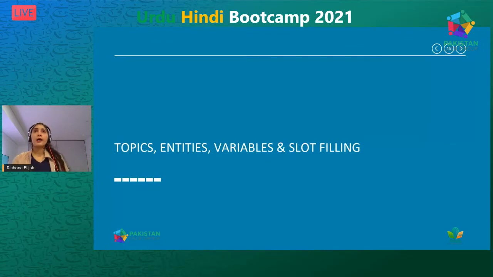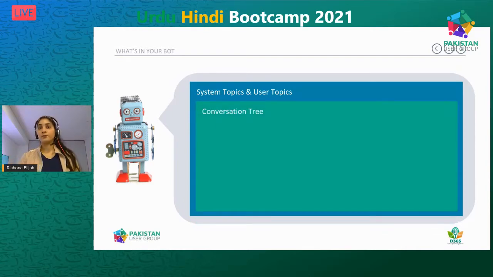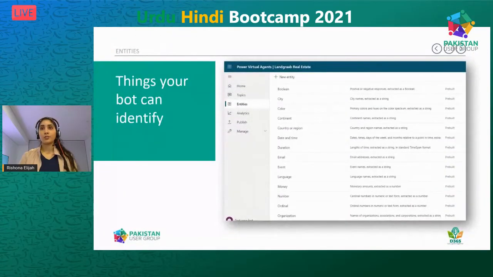So the next thing we'll talk about is more about what's in that conversation that you're setting up. So what's in your bot? We have the topics that are available. System topics like the greeting, and then user topics, which are these custom ones that you're creating for the bot. Each topic has its own conversation tree that you've built out. Then our conversation tree can have these things in it: trigger phrases, entities, and Power Automate flows that we want to build in. So an entity is what our bot is going to identify.